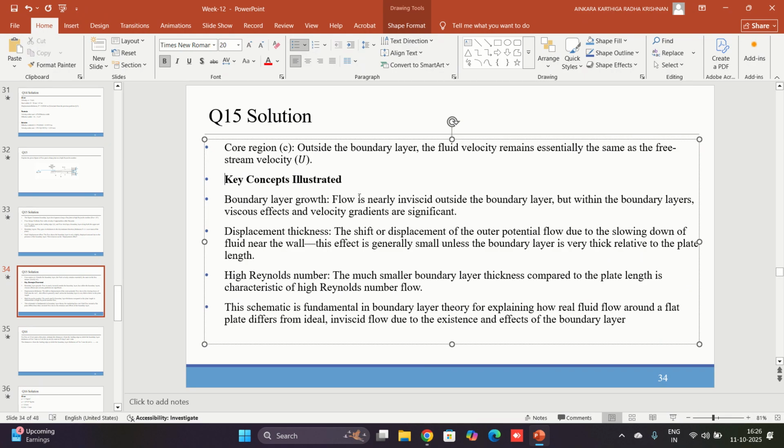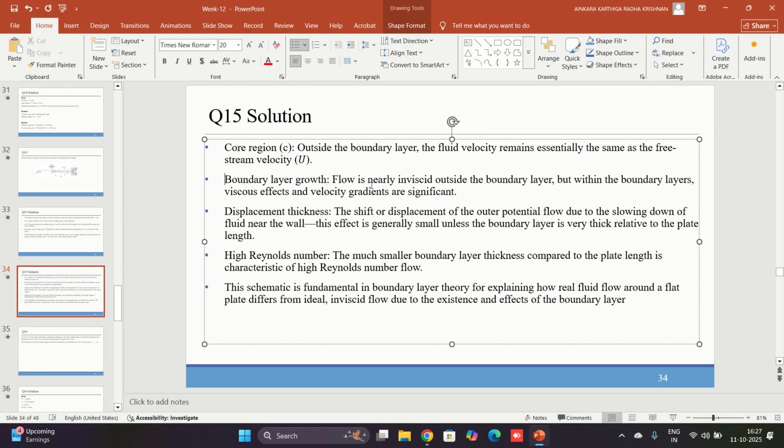When we talk about key concepts illustrated, the flow is nearly inviscid outside the boundary layer, but within the boundary layer, viscous effects and velocity gradients are significant, as I mentioned in the figure itself. The shift or displacement of the outer potential flow due to the slowing down of the fluid near the wall is generally small unless the boundary layer is very thick relative to the plate length. The much smaller boundary layer thickness compared to the plate length is characteristic of higher Reynolds number.